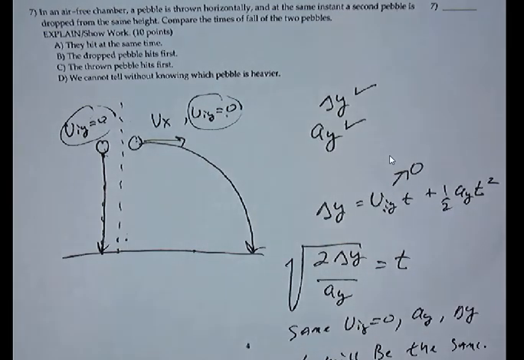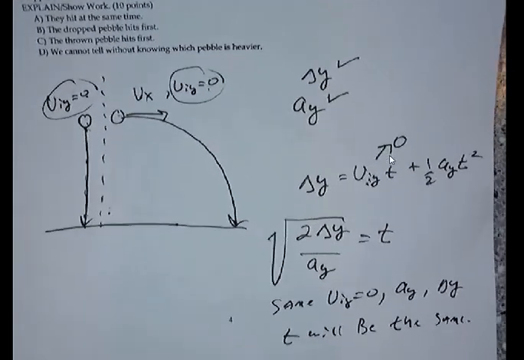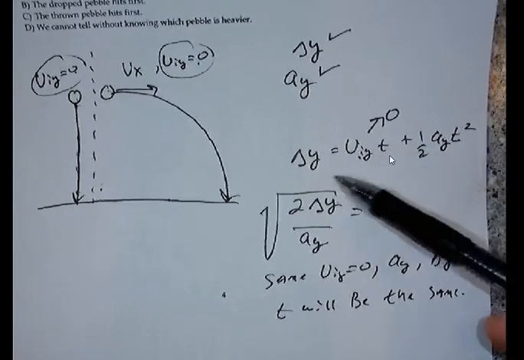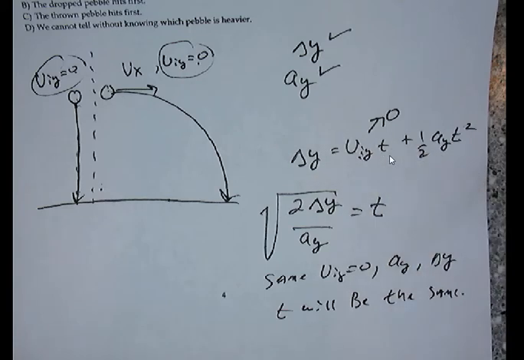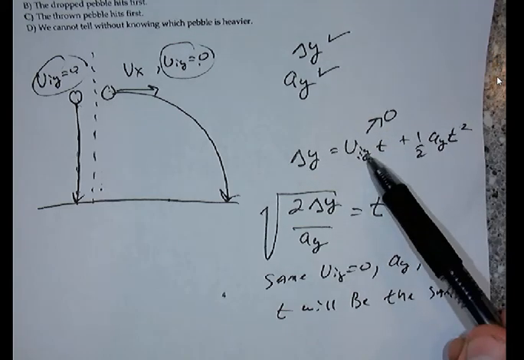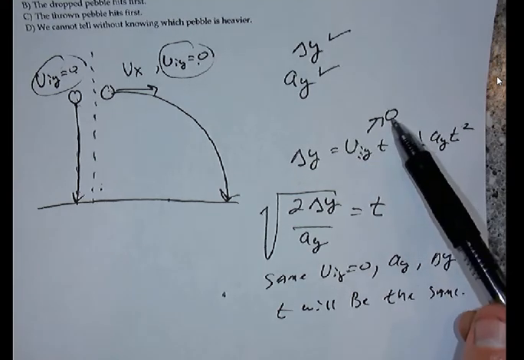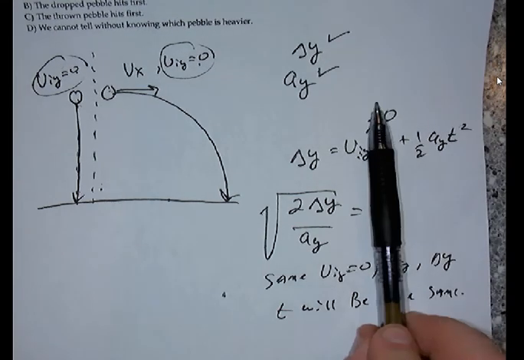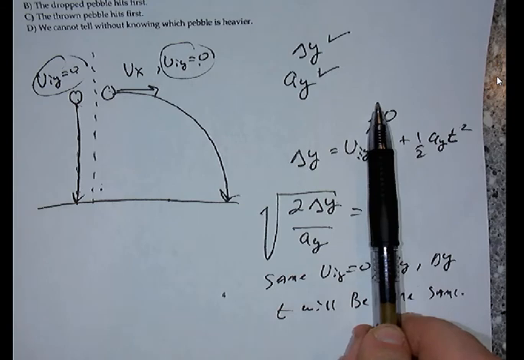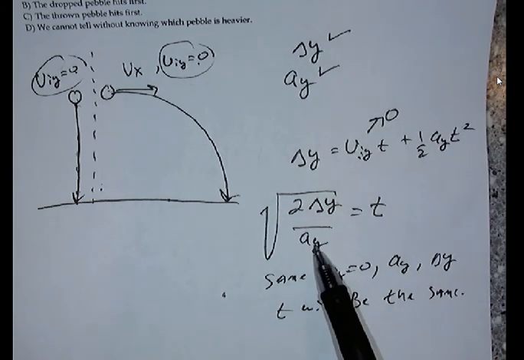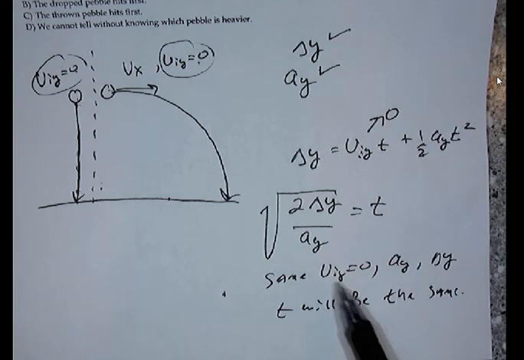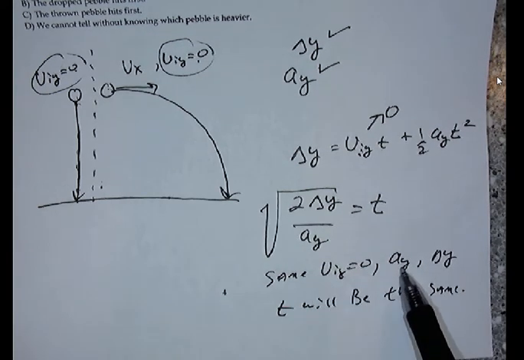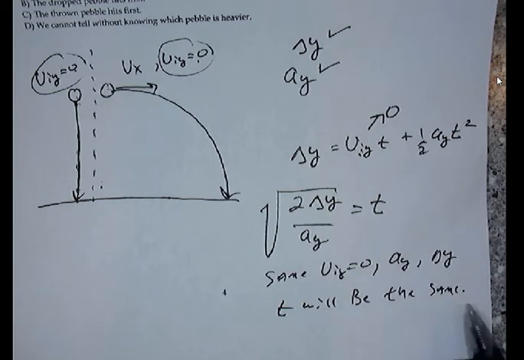So let's get an idea how long these things are going to take to hit the ground. We saw this from the previous problem. Delta y equals initial velocity times time, plus 1/2 a t squared. Now the velocity here in the y direction for both of them is 0, so this term is 0. You could multiply both sides by 2, then divide by acceleration in the y, take the square root to get the time. So same initial velocity 0, same acceleration, same delta y. The t's are going to be the same.